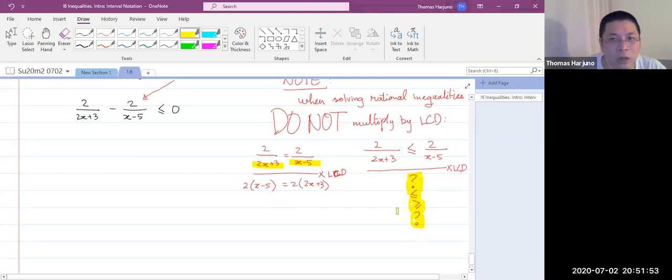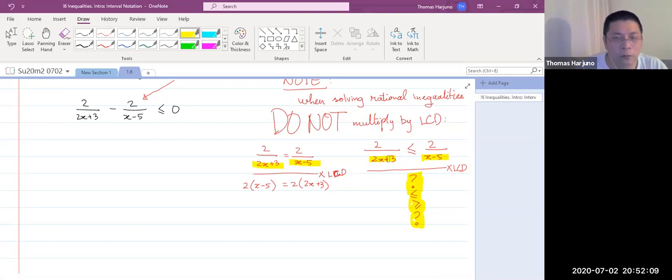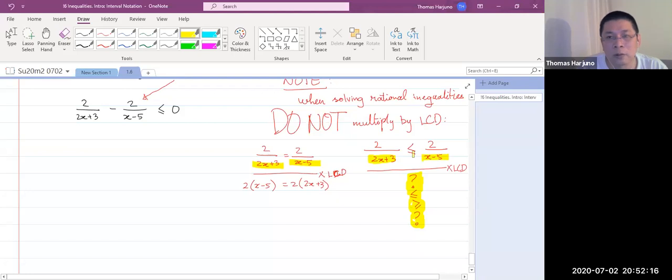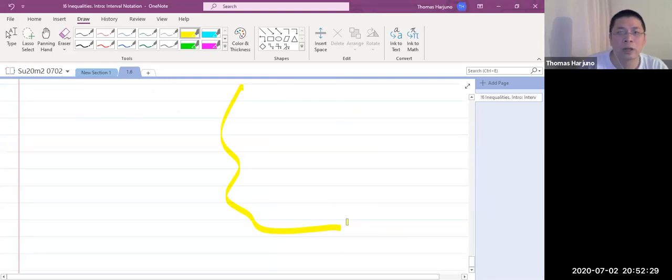Because we don't know the sign of 2x plus 3. When x is greater than 5, say 10, this will be positive, this will be positive, and you don't need to change the inequality sign. But when x equals 0, for example, this is positive but this is negative. So there are times you need to reverse the inequality sign, and for some other x you don't need to reverse. So there are just too many possible cases. So don't do that.